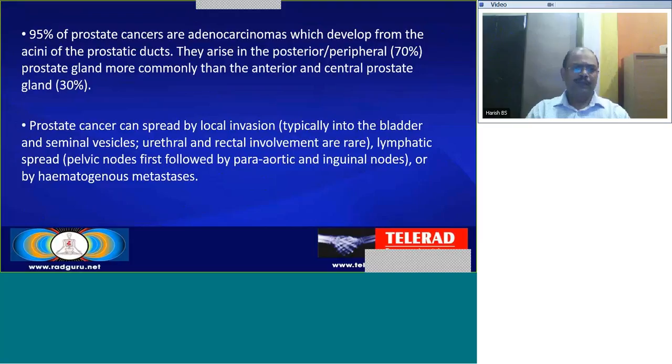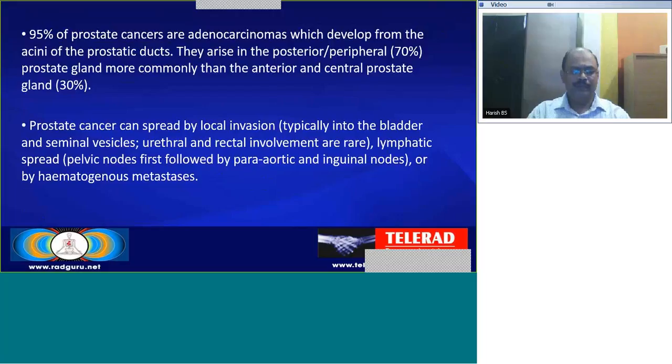So 95% of the prostate cancers are adenocarcinomas and develop within the acini of the prostate glands. They arise in the posterior and peripheral prostate more commonly than the anterior and central prostate, which constitutes only about 30% of the cases. The local invasion can occur into the bladder, seminal vesicles, urethra, and rectum.